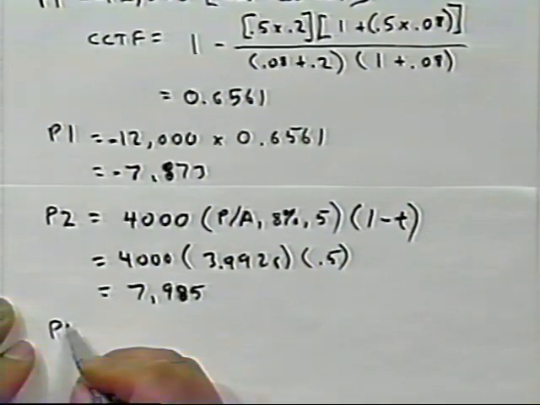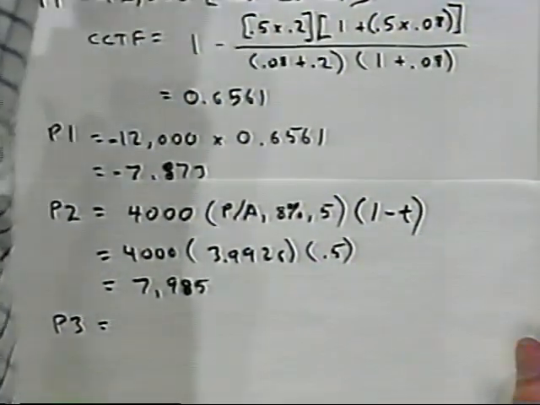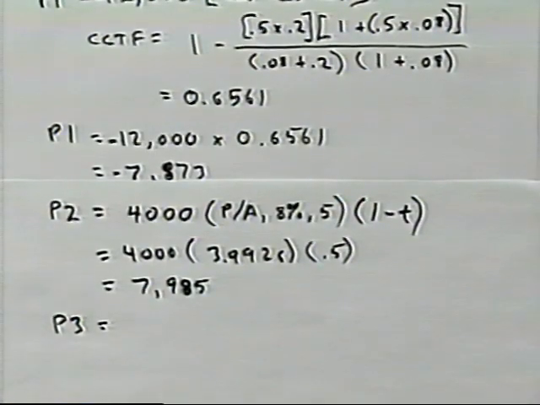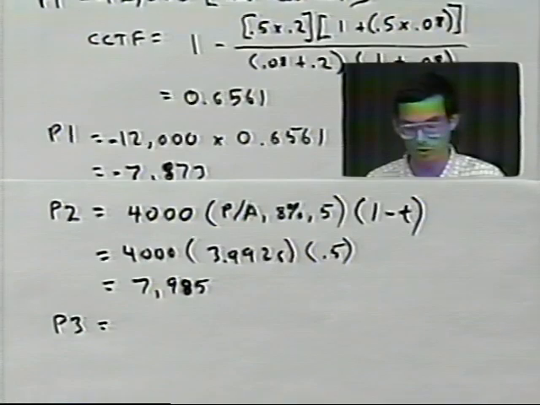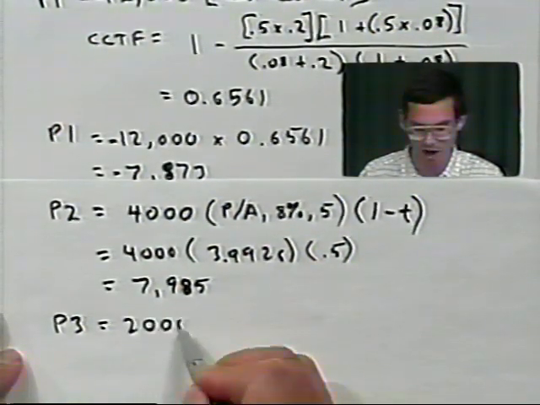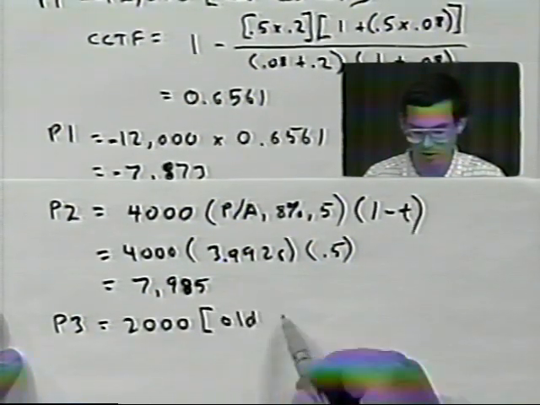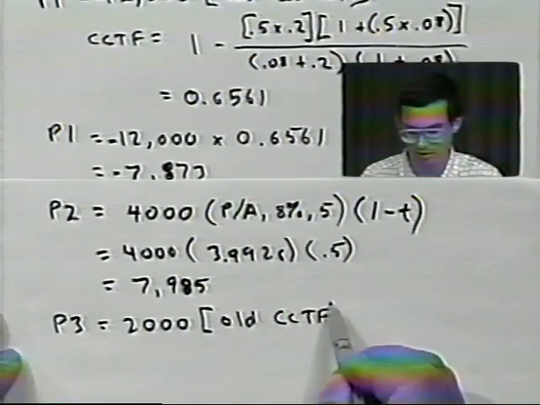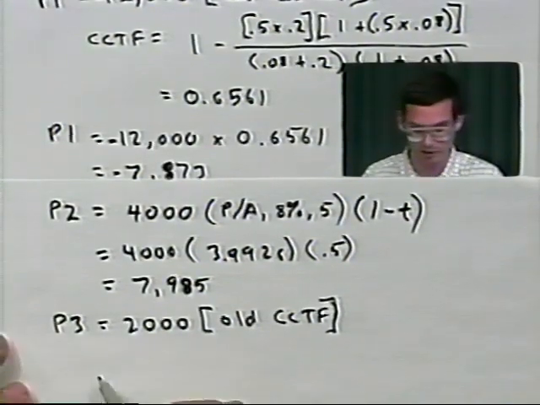Our third component, which I call P3, is the salvage value. Now recall that the issue with the salvage value is that the UCC is reduced by the full salvage value in the year the salvage is taken, as opposed to being split between the 2 years. So we need the old CCTF here. We have a salvage value of positive $2,000 because there's money coming in. But this one is times the old CCTF. So we have to recalculate the CCTF using the old formula.